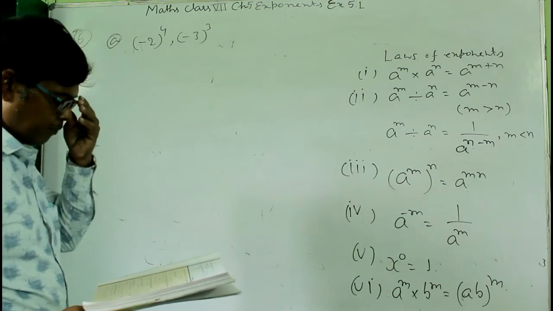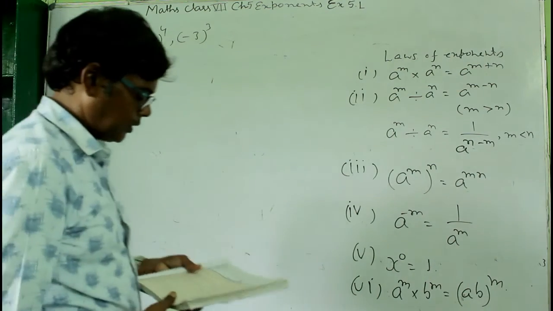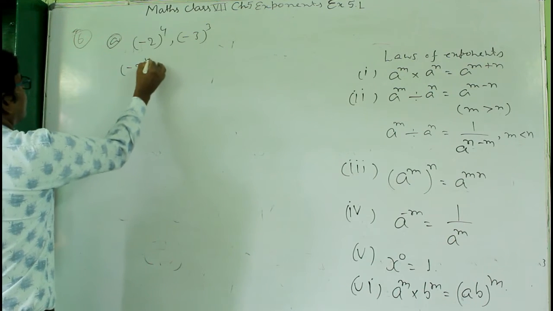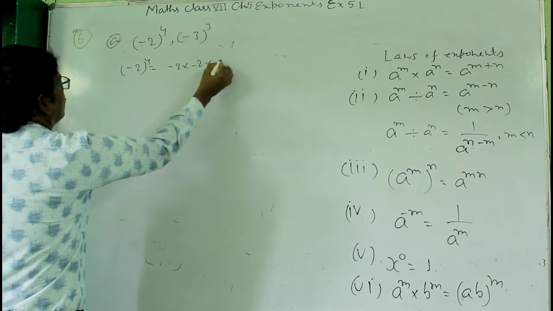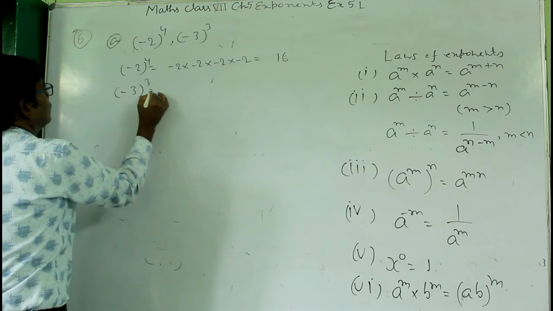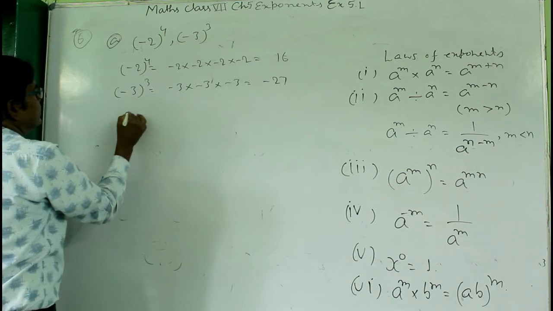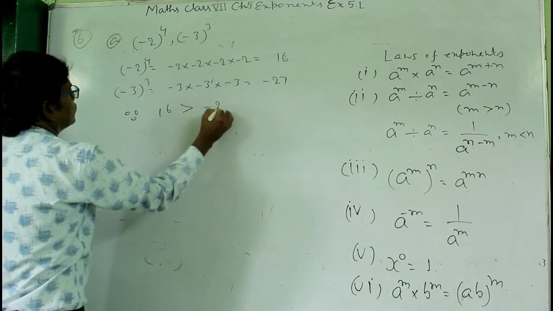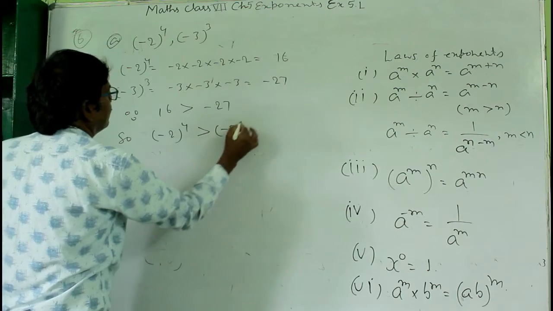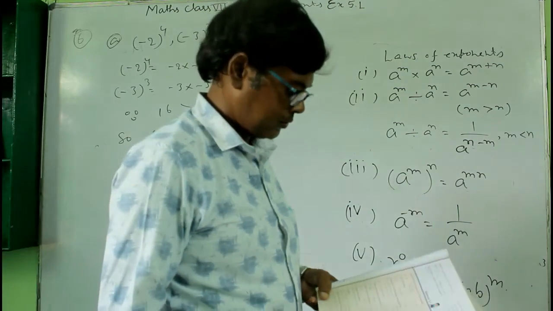This is the question and we have to compare. So it is very easy. Just find out the values and then see which is bigger and which is smaller. Here, minus 2 to the power 4 equals minus 2 into 16, and minus 3 to the power 3 equals minus 27. Since 16 is larger than minus 27, minus 2 to the power 4 is greater. In this way we can compare: just find out the values and then you can compare.